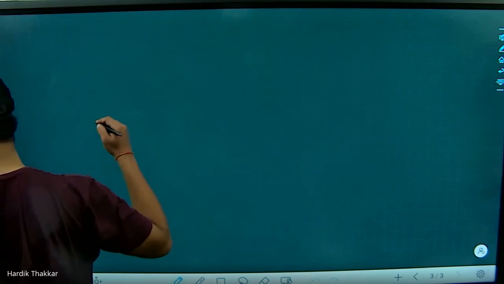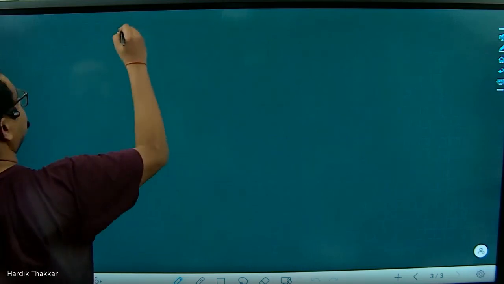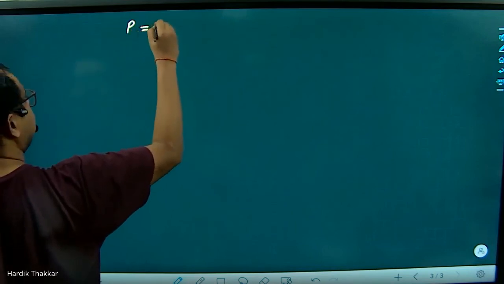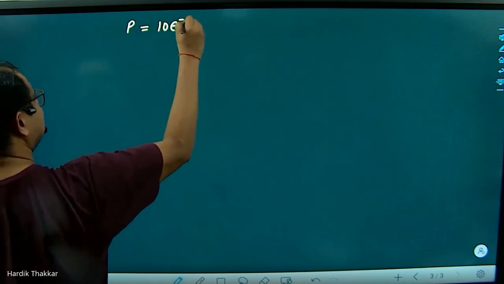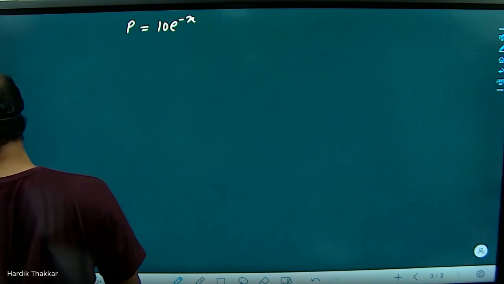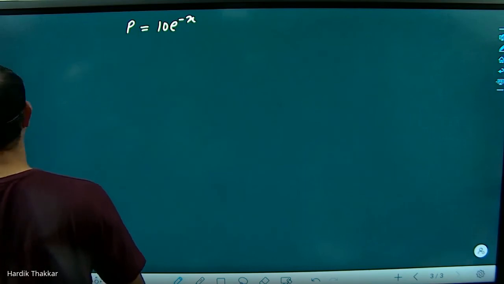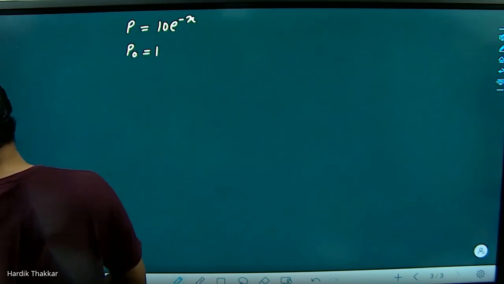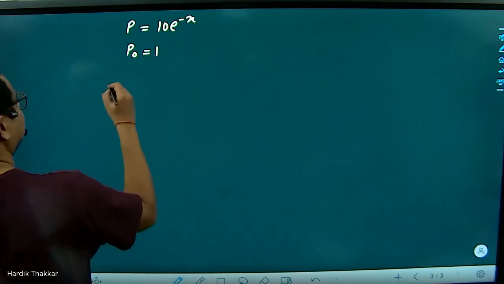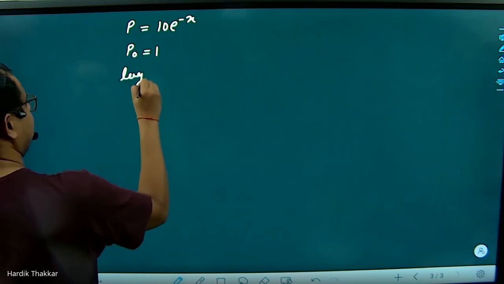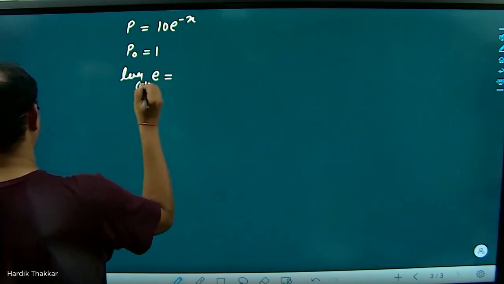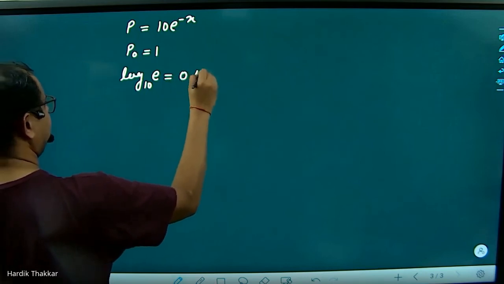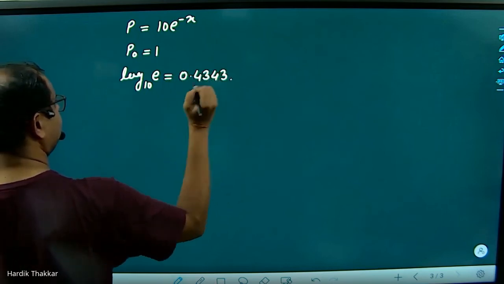Now question number 3. Demand function P is equals to 10 e raised to power minus x. Consumer surplus when price P naught is equals to 1. It is given P naught is equals to 1. Also given log 10 base e is equals to 0.4343.